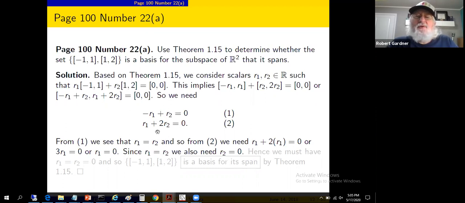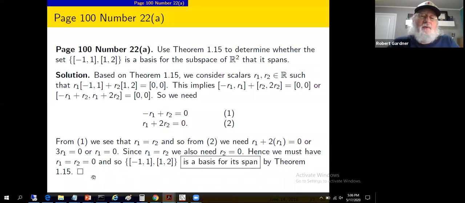Hey, what if there wasn't a unique solution? What would go wrong in those augmented matrices? Pivot-free columns and free variables, and we get multiple solutions. Well, that doesn't happen here, and we've shown that a linear combination equals 0 implies those coefficients must be 0. Theorem 15 tells you then this thing is a basis for what it spans. Their question was, is it a basis for what it spans? Yes, it is a basis for its span.